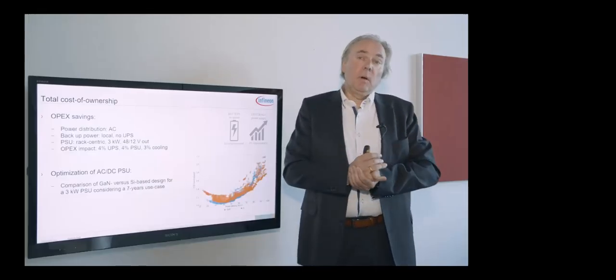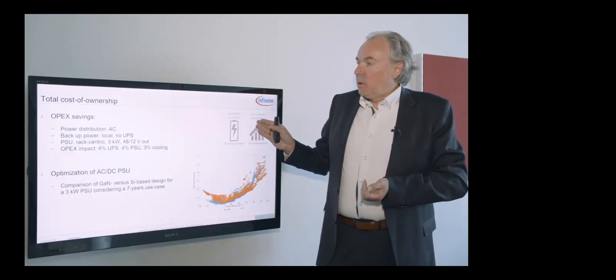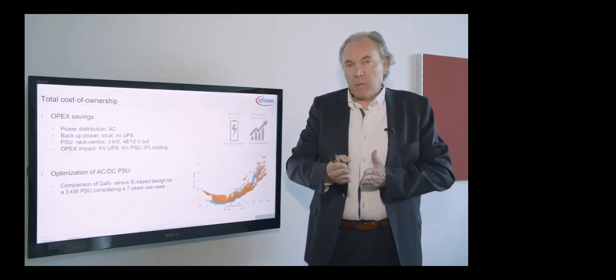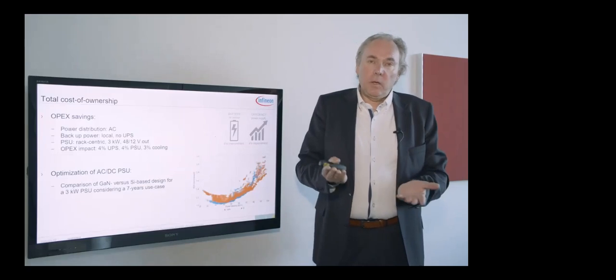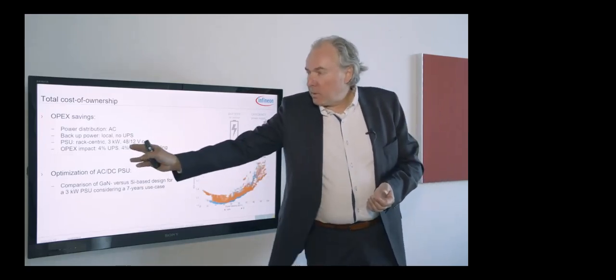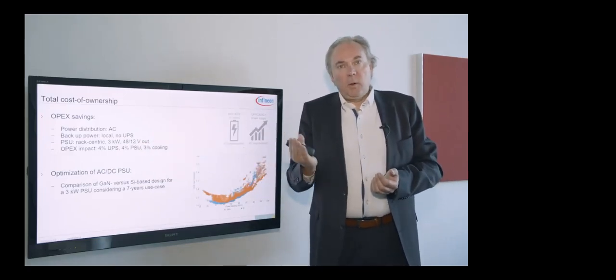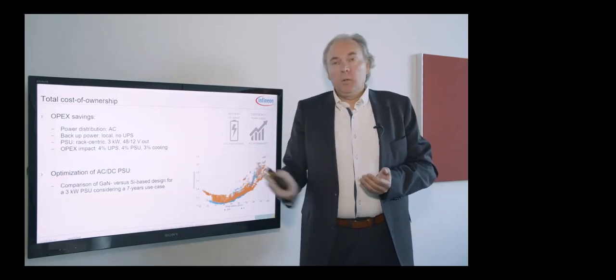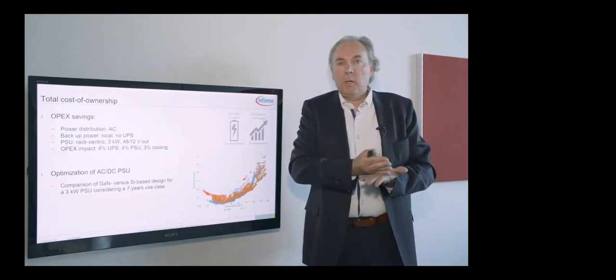Last but not least, cost is always important. As we take out the uninterruptible power supply, bringing the battery into the rack, we're saving 4% of the electricity bill. We optimize the power supply from 92-93% towards 96 to 97%, another 4 percentage points. With a power use effectiveness of 1.3, saving 8% per rack, we get an additional 3% out of the cooling, bringing us in total to more than 10% savings, combining the right architecture, the right power supply topology with gallium nitride.